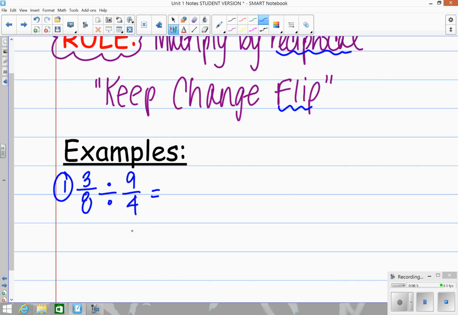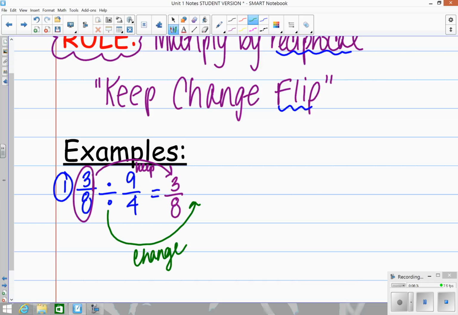So the saying goes, you keep the first one. So the first one here is going to stay the same. So we're going to keep this. The next part of the saying is change. So the sign is going to change. Instead of division, it's going to become multiplication. And then the last thing is to flip. That's going to go with this fraction. We're going to flip it. So when I flip 9/4, the reciprocal is going to be 4/9.